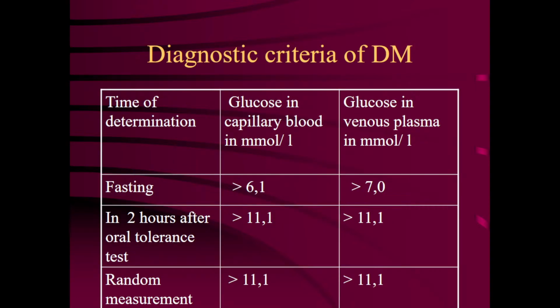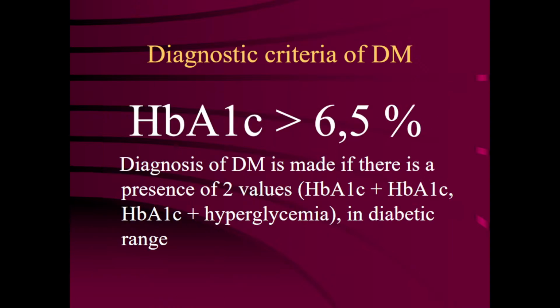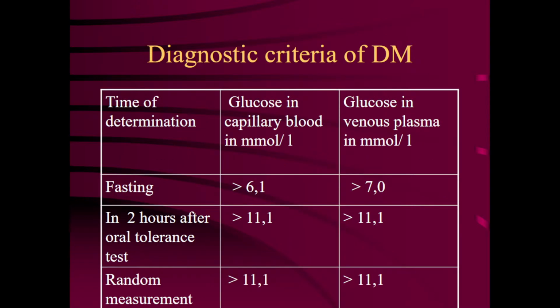And diagnostic criteria of diabetes mellitus should be well known for everybody. You can have a look at this table, please. You're welcome. It's obligatory to know, to remember. And there are other diagnostic criteria of diabetes mellitus, not only fasting glycemia in capillary blood or venous plasma, and glycemia two hours after oral glucose tolerance test, and maybe it can be a random measurement, you should remember.